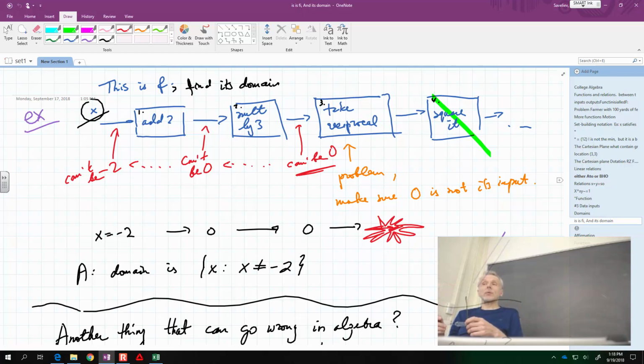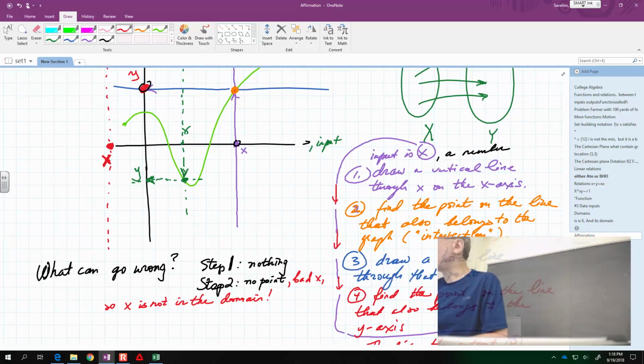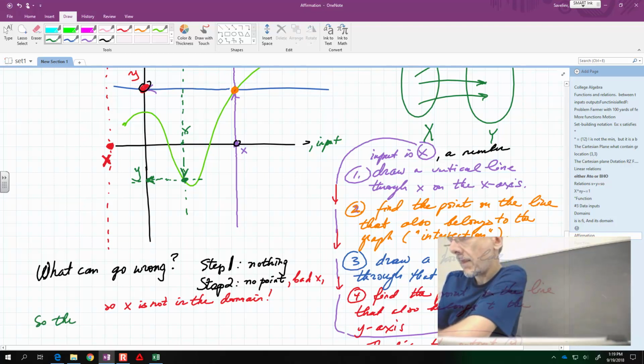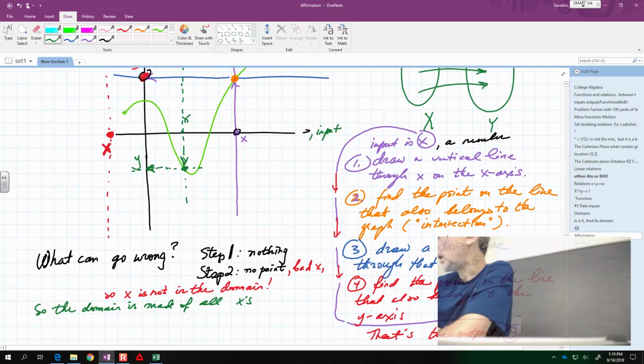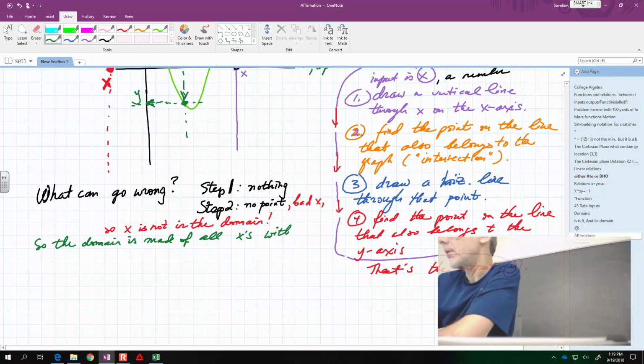So roughly the same thing we need to do with our operation on this graph. And the step is, to make sure how do we exclude all x's from the domain, it is very simple: all the straight lines that do not pass through the graph will not be in the domain. Or conversely, the domain is made of all x's with a point on the graph right above.